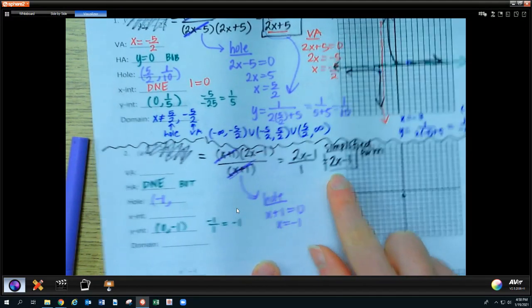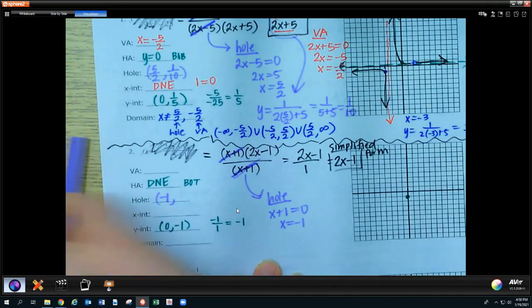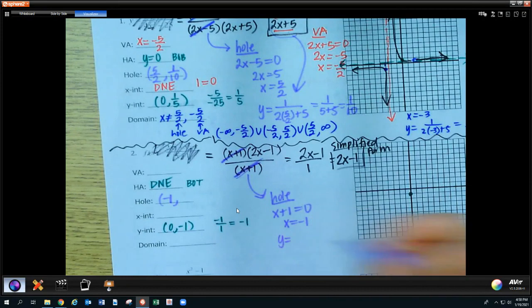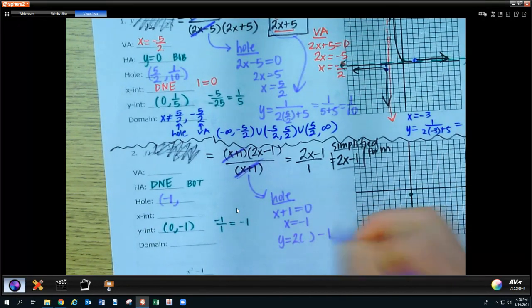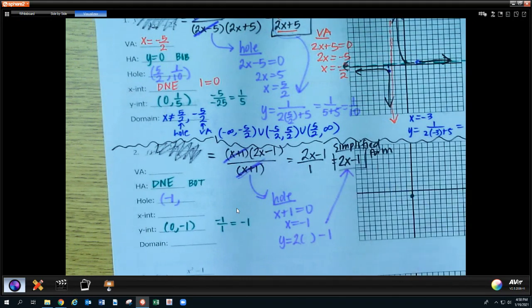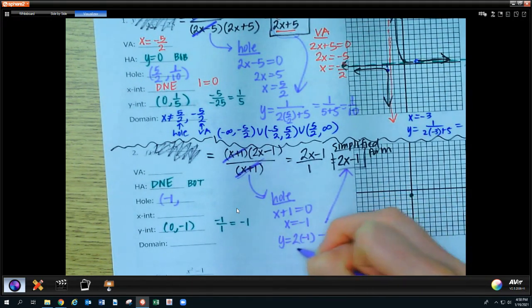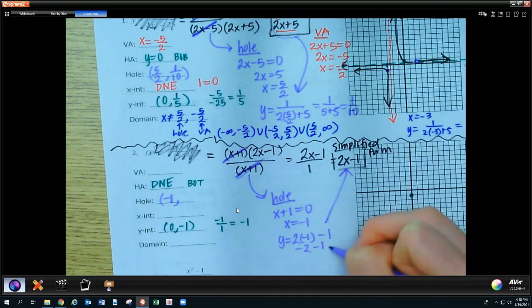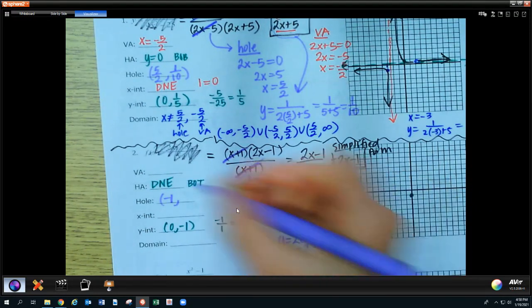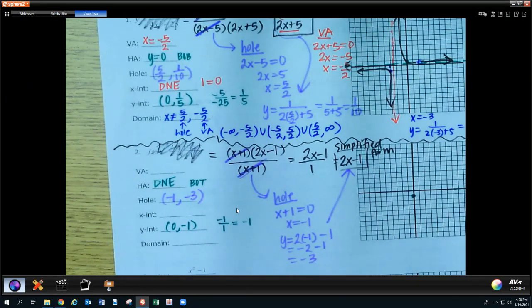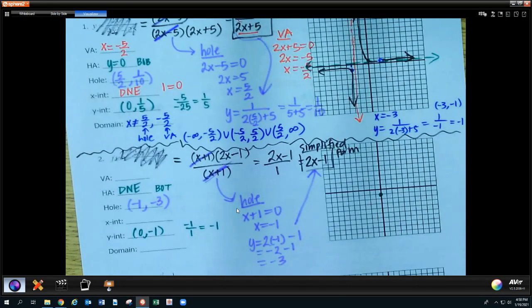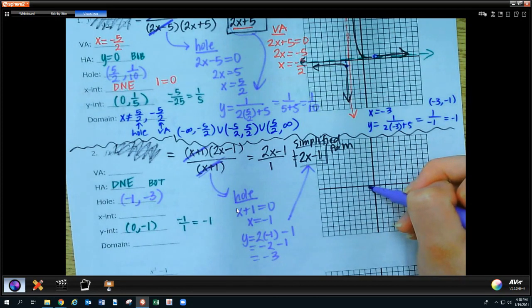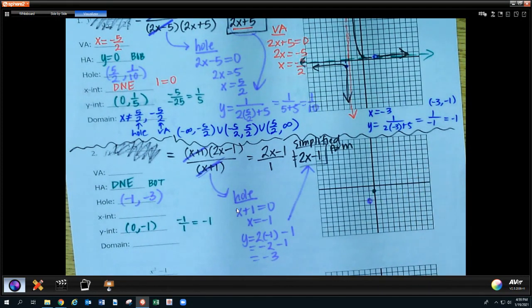is 2x minus 1. So we have to plug that x value in to figure out the y coordinate of the hole. So 2x minus 1 coming from there, and we're plugging in -1, gives us -2 minus 1, which is -3. Okay, so the hole is at -1, -3. So -1, -3 has an open circle. All right, hole is done. Now we are ready to find the x things.